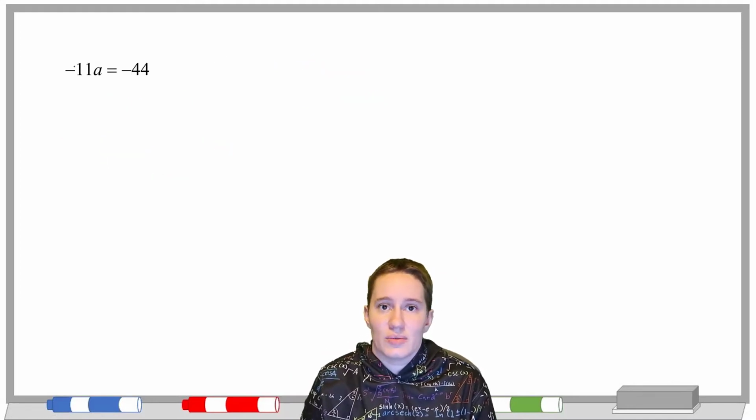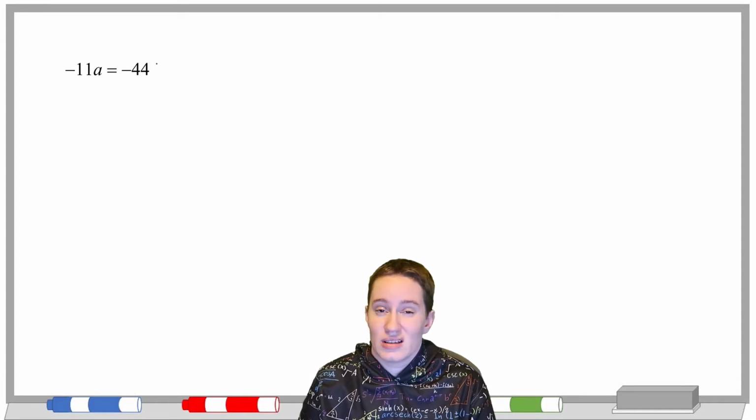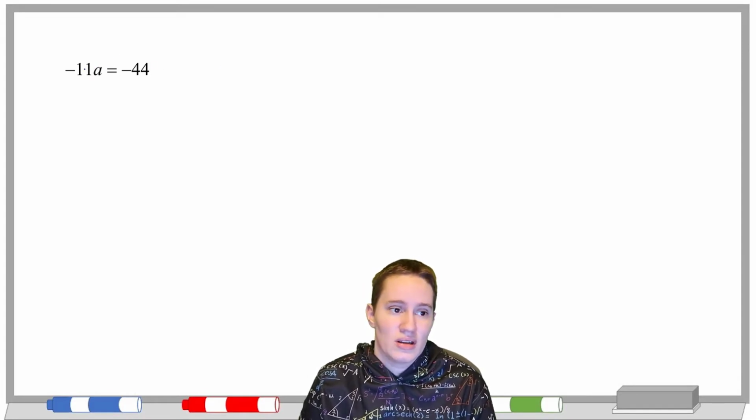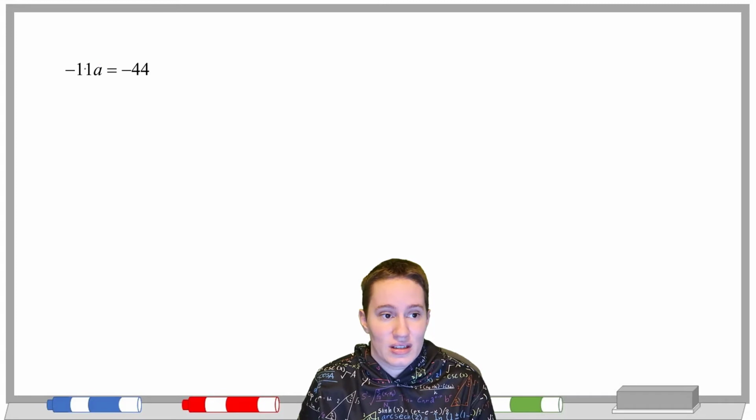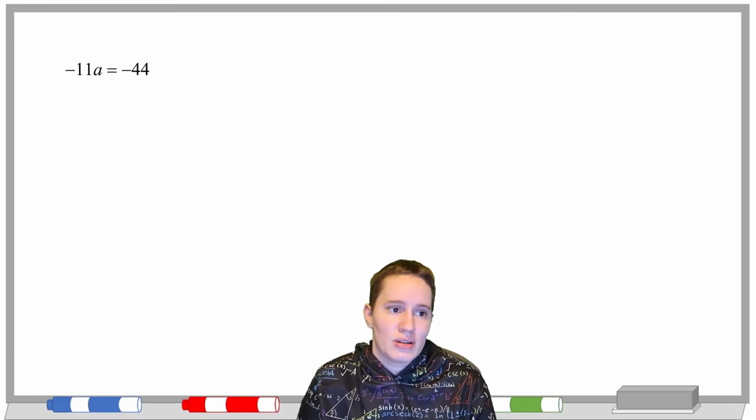Negative 11a equals negative 44. So here is something that we haven't done yet with pre-algebra math. This is actually what lesson 13 starts with, but lesson 13 has a lot of stuff in it, so I wanted to kind of break it down for us. So what's happening here is we're multiplying these together. Negative 11 times a equals negative 44.